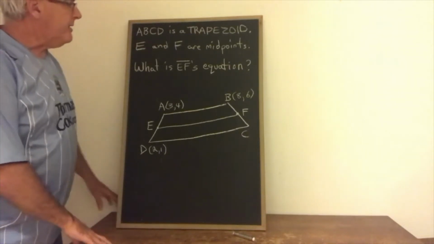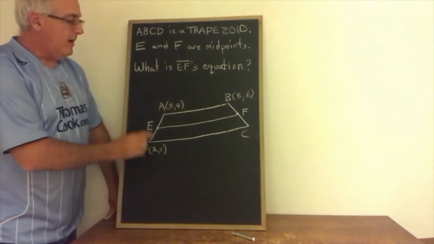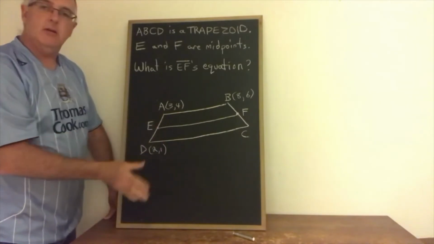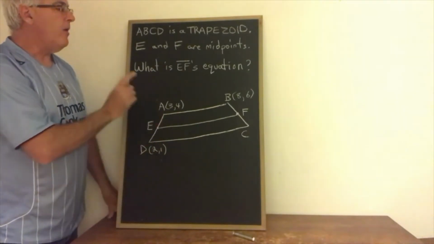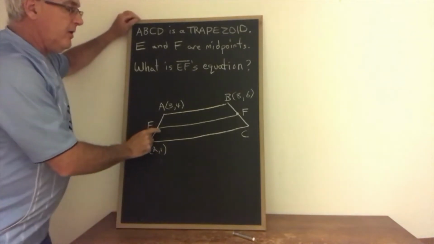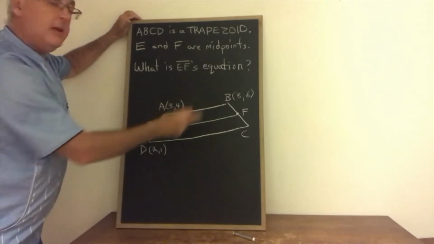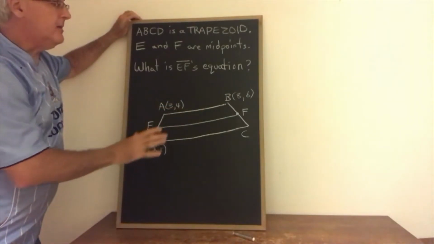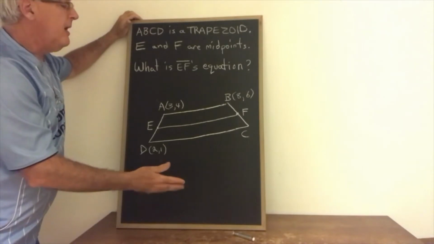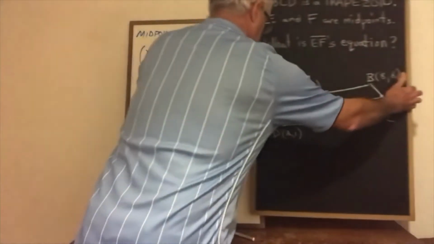Today's Daily Dose of Math is a geometry problem where we have trapezoid ABCD. We are shown midpoints E and F on the non-parallel sides of that trapezoid, and we are being asked to find the equation of EF. Well, we don't know the coordinates of E or F, but we do know the coordinates of A and B. And when you know the coordinates of 2 points on a straight line, you can always find the equation of that line.